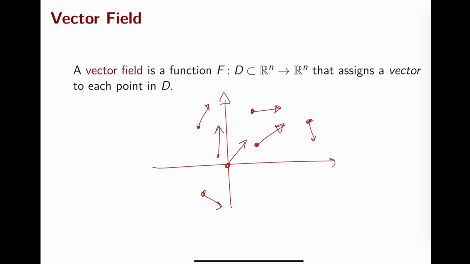So the evaluation of the vector field at this point will be, for instance, this vector. At this point, for instance, this vector. At this point, for instance, this vector. So at each point of the space, we'll associate a vector. And this space can be R2, R3, any Rn.